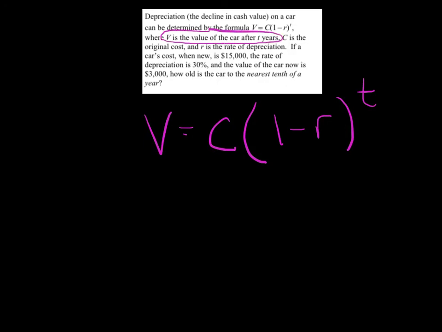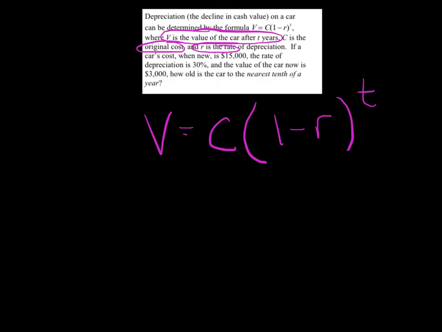Depreciation is the decline in value on a car, can be determined by the formula V equals C times 1 minus r to the t. Where V, and it'll tell you, you don't have to guess, V is the value of the car after t years, C is the original cost, r is the rate. Okay, so if a car's cost when new was $15,000 and it depreciates at a rate of 30%, and the value of the car is now $3,000, how old is the car to the nearest tenth of a year?